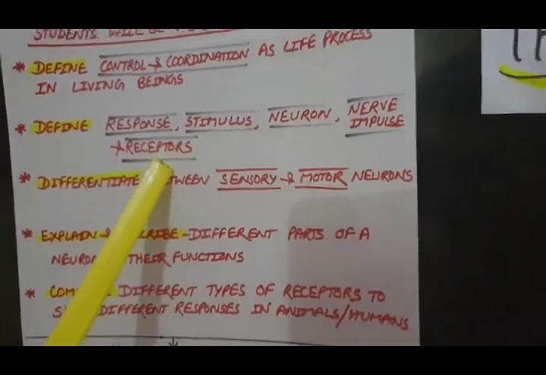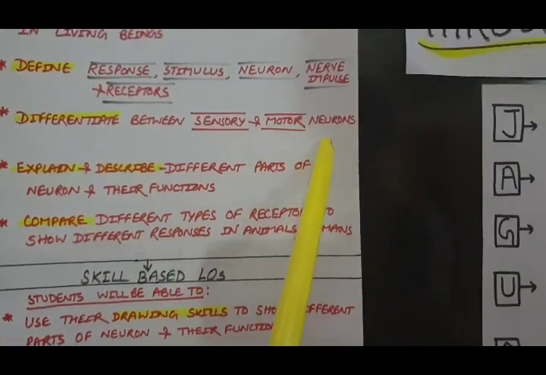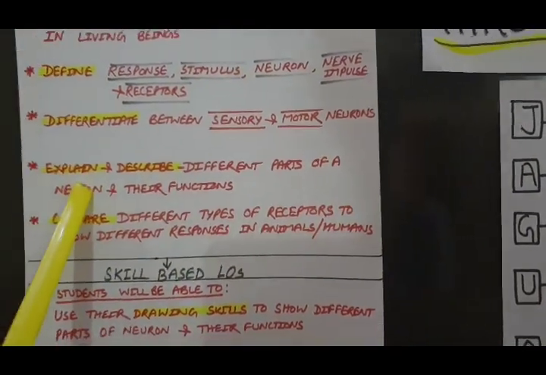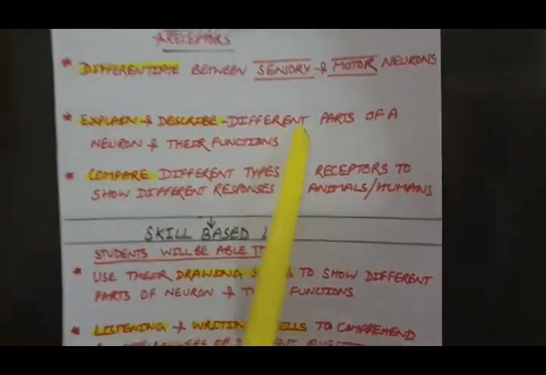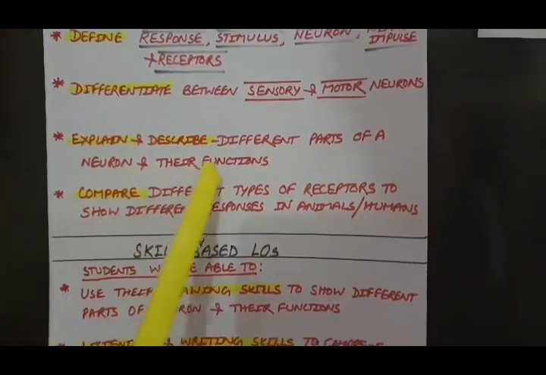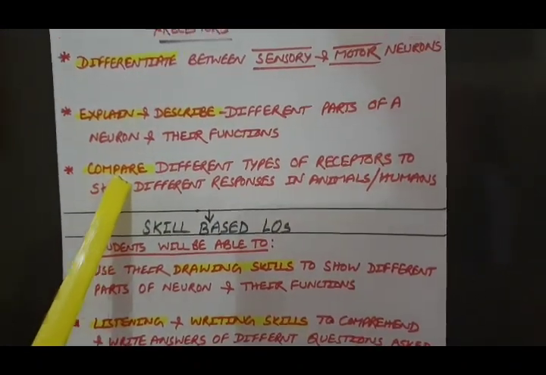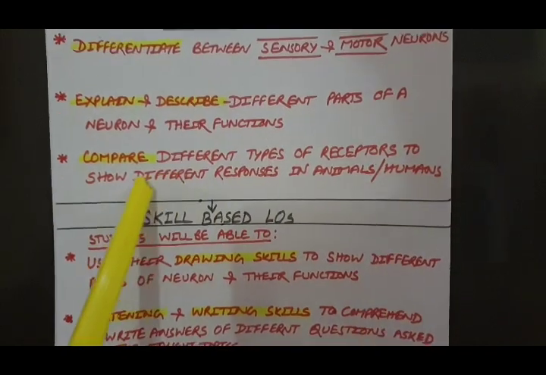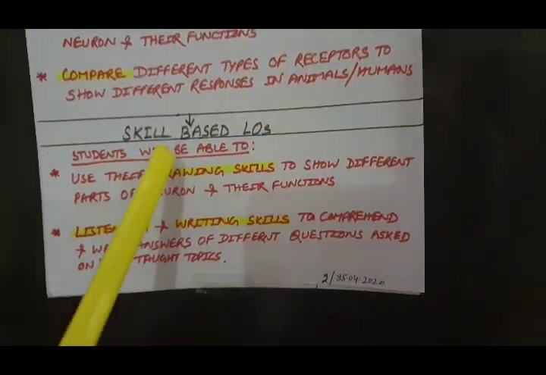You will be able to differentiate between sensory and motor neurons, and side by side you will be able to explain and describe the different parts of neuron and their functions. You will also be able to compare different types of receptors to show different responses in animals or humans.